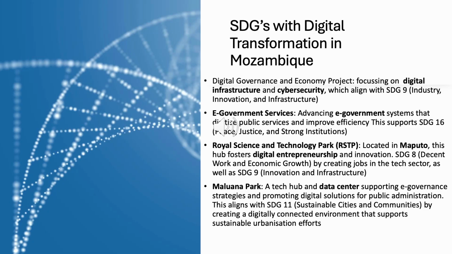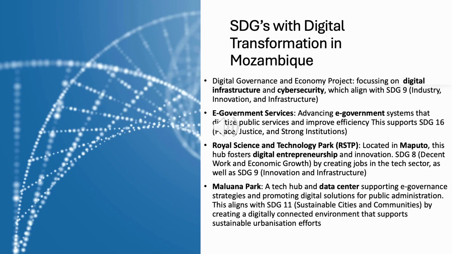The second one is e-governance service. Mozambique is advancing e-government systems that digitize public services and improve efficiency in sectors such as tax collection, social services, and agriculture. This supports SDG 16, peace, justice, and strong institutions, by enhancing governance and transparency through digital transformation.